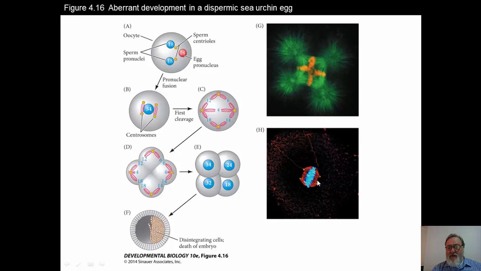of centrioles, so the chromosomes, instead of going back to the condition of being diploid, will be randomly numbered as they go to the various blastomeres, and again, they will not be able to continue to develop.